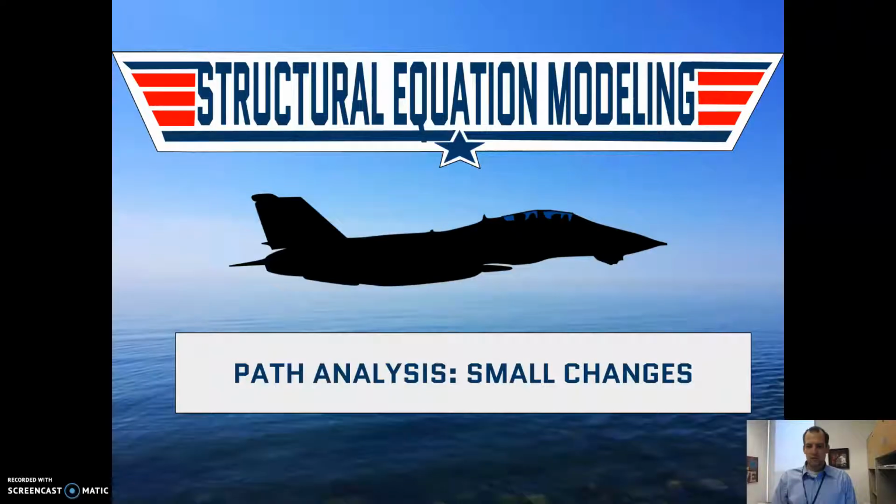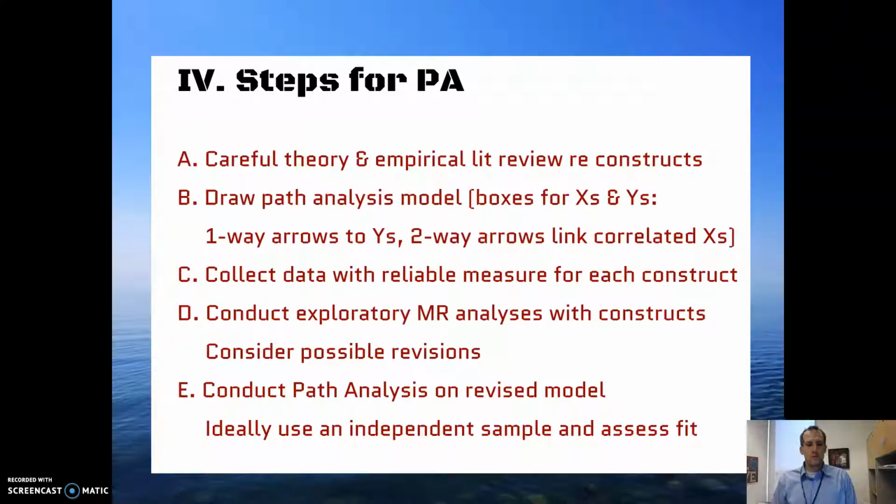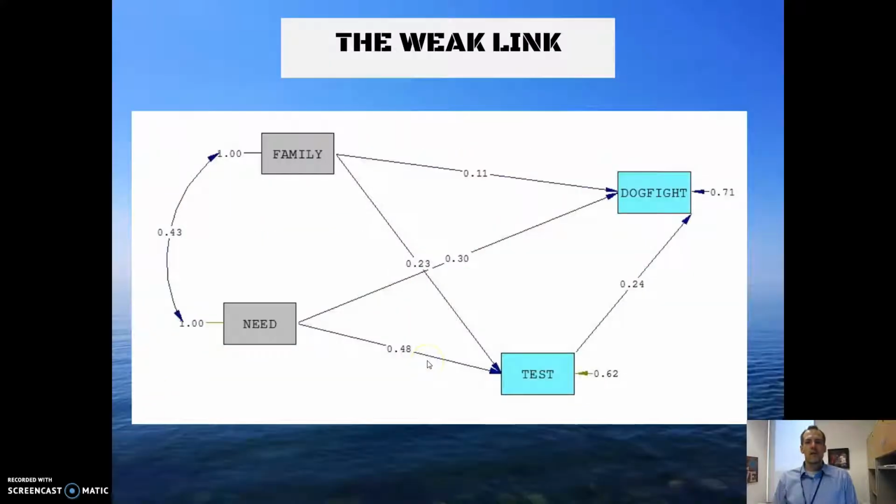We're going to look at making small changes in a path analysis model. We talked about these steps. We're still looking at possible revisions and how we might change our path analysis model. One of the ways to look at it is to look for the weak link. If you look at this, which one of these seems lower than the others? I'll give you a second to look at them. These are standardized values.